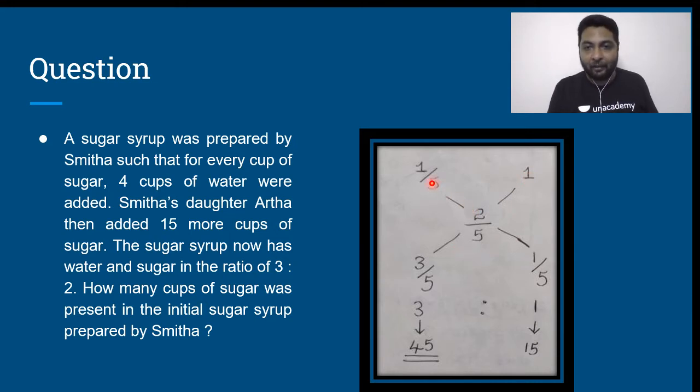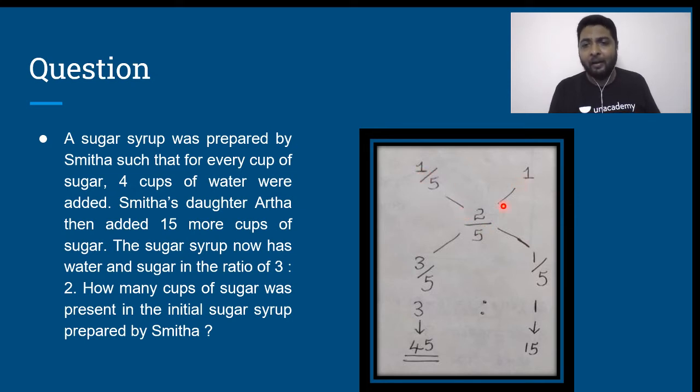If you add the 20% solution and the 100% solution, it gives rise to a sugar syrup where water and sugar are in the ratio of 3:2. Please understand, water and sugar are in the ratio of 3:2. So how much is the sugar? 2/5 is the sugar. So instead you can write this as 20%, 100% and 40%. I have written it in terms of fractions.